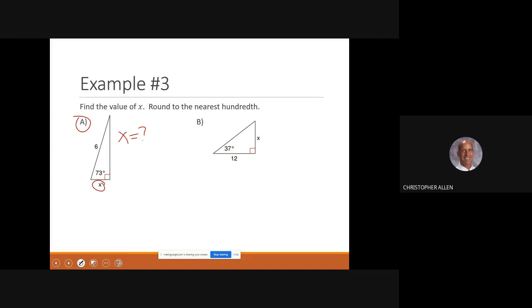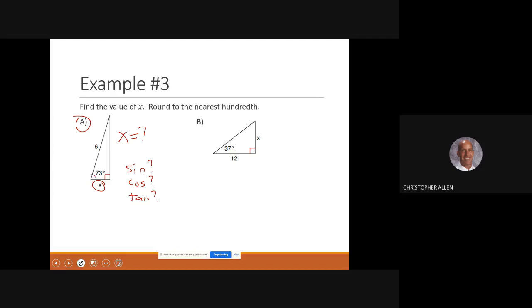Well, the reason you can't do the Pythagorean theorem here is, how many sides do you know? You only know one. To do the Pythagorean theorem, how many sides do you need? You need 2. So we're going to have to use those trig ratios. Now, the most important question right now is, should I be using sine, cosine, or tangent on this problem?